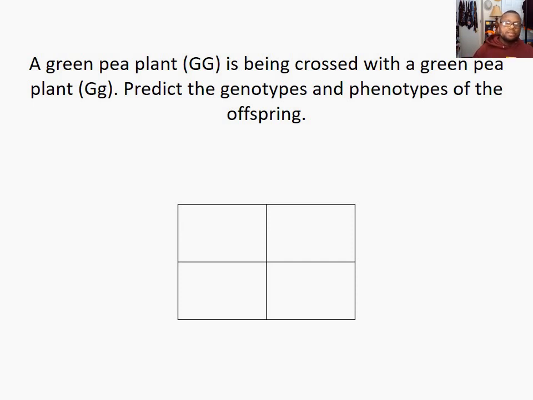All right. Now here's more practice. A green pea plant is being crossed with a green pea plant. Whoa. If I just give you a statement like that, it makes no sense whatsoever. Well, they're green, so why should I care? Predict the genetic and phenotypic outcome of the offspring. Well, that's why we have the little ones in the parentheses. I will always give you that, or I'll give you a descriptive word.